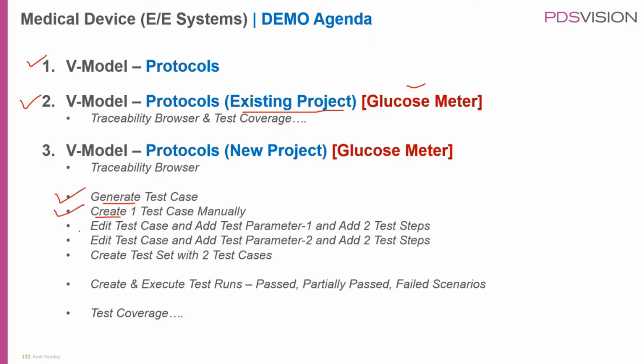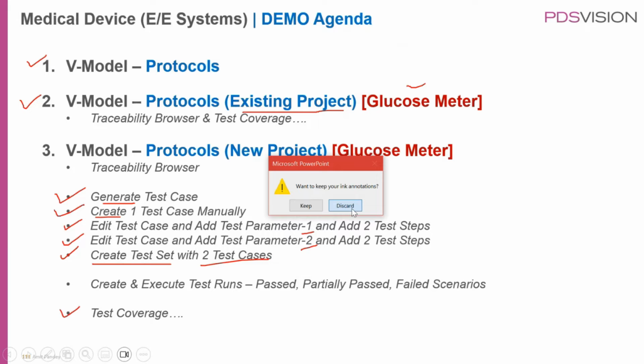One test case is manual. Then we'll edit these test cases and add parameters. There are two types of parameters I've taken, so just for illustration purposes we will use two different parameter sets. We'll also create a test set with two test cases, then create test runs for it, and see how the test coverage looks. So with this, let me move on.